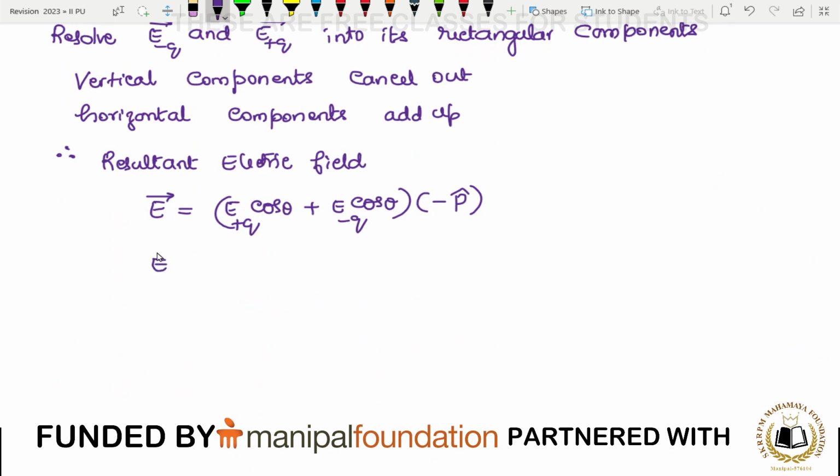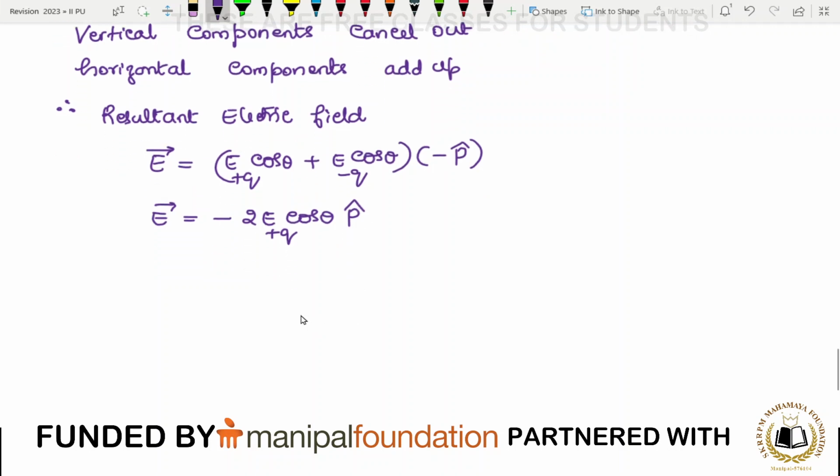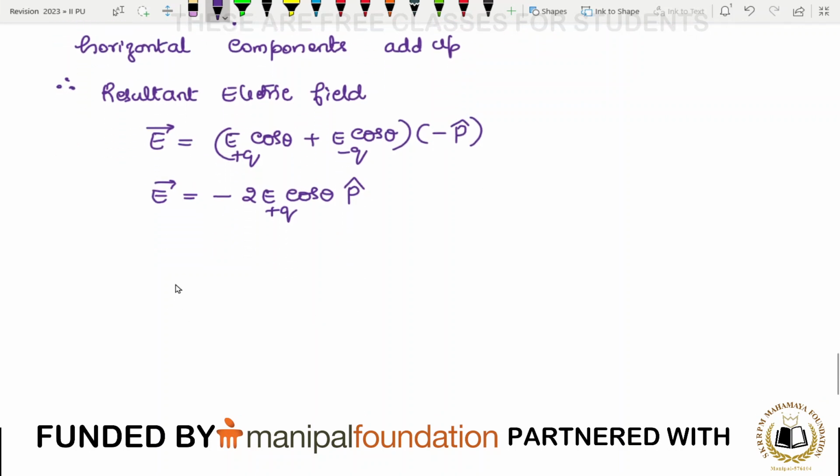Now you can observe that I'll put the minus outside. E plus Q and E minus Q values are the same. Any one you take and continue. I'll take plus Q or minus Q. Values will be the same. E plus Q cos theta into P cap is the equation. So therefore, next we'll find what this cos theta is. We'll find that value. What is the value of cos theta?